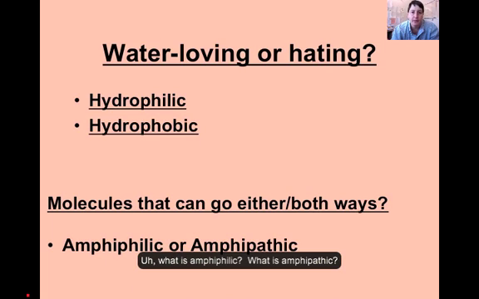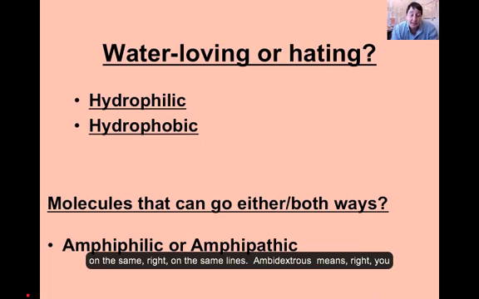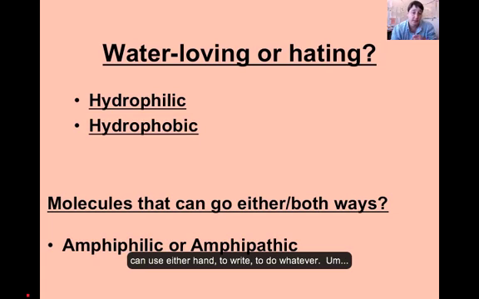What is amphiphilic? What is amphipathic? So what is ambidextrous? It's not quite the same, but it's along the same lines. Ambidextrous means you can use either hand to write, to do whatever. Amphiphilic means that the molecule has both a hydrophilic and a hydrophobic portion. Amphipathic, same thing. Philic means loving, right? So I love water, I hate water. So we have molecules that can go either way.